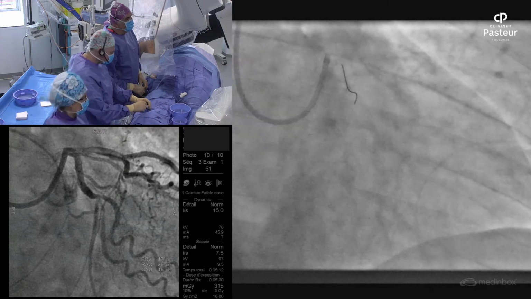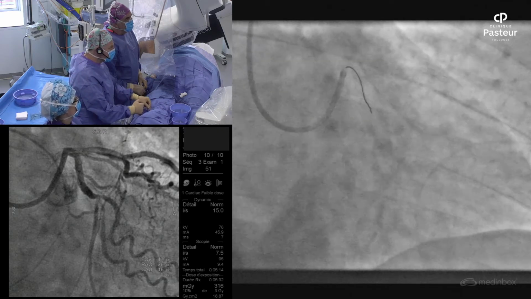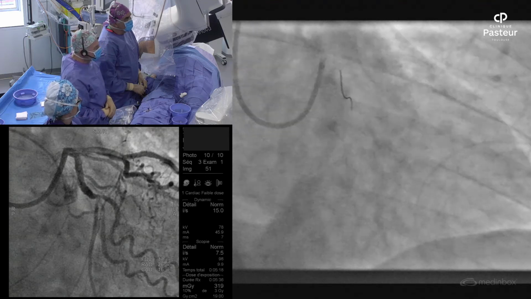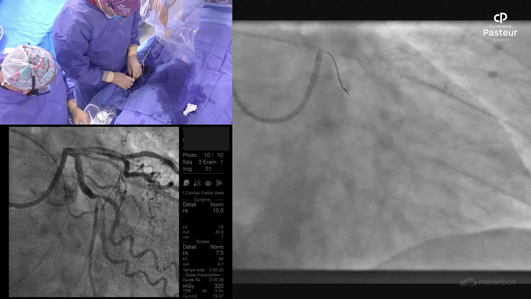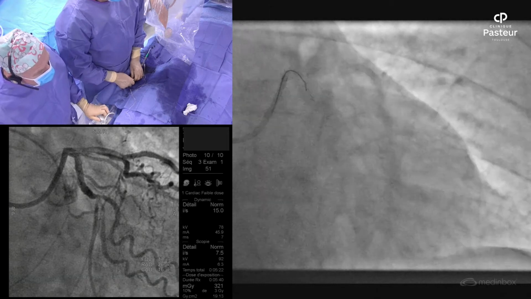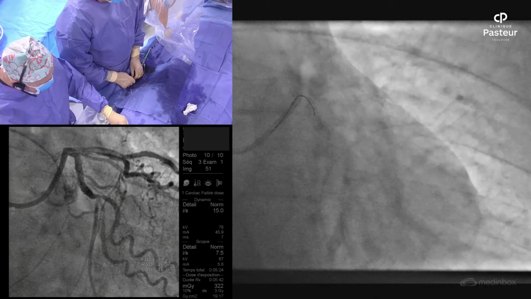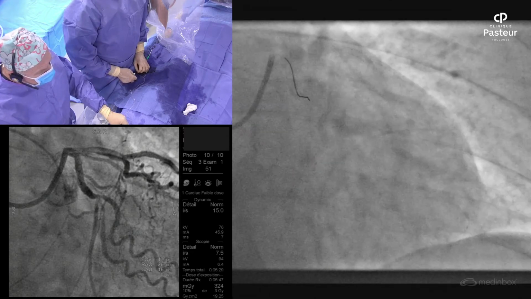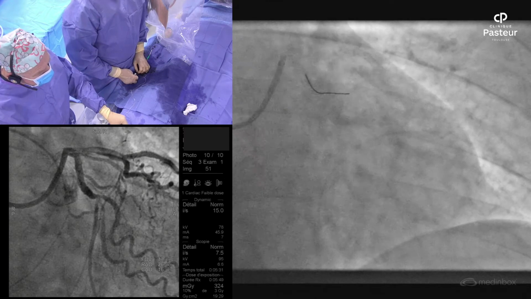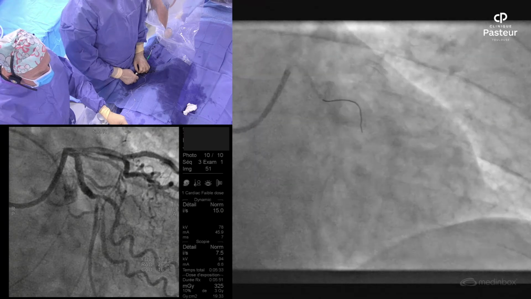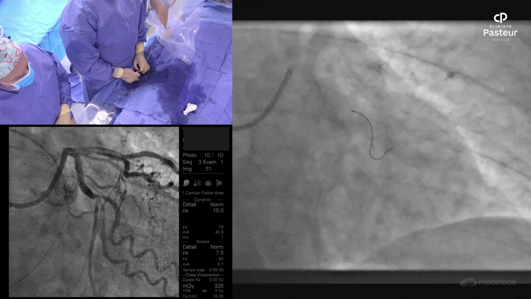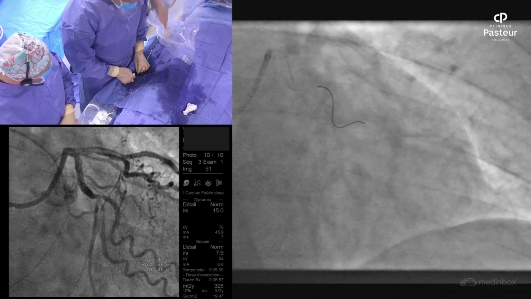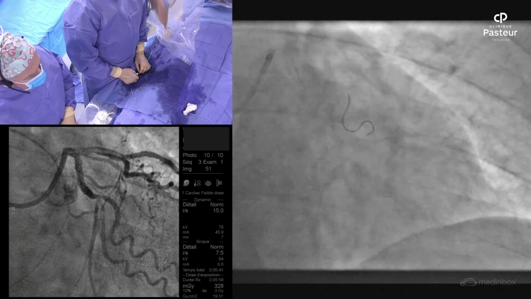You see, it's not easy because I'm taking the small branch, so I will take a torquer. It's not easy because the angulation of the wire at the ostium of the circumflex makes it difficult to cross. Now it's okay. And now we will see if it is easier to descend the wire with the hydrophilic wire compared to the BMW. We will see.